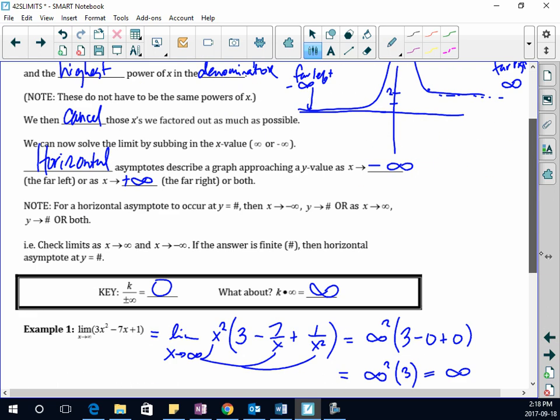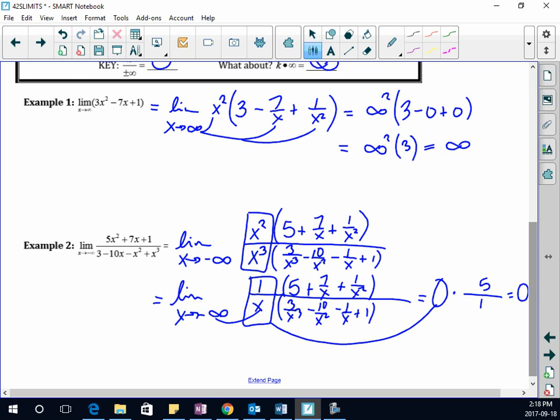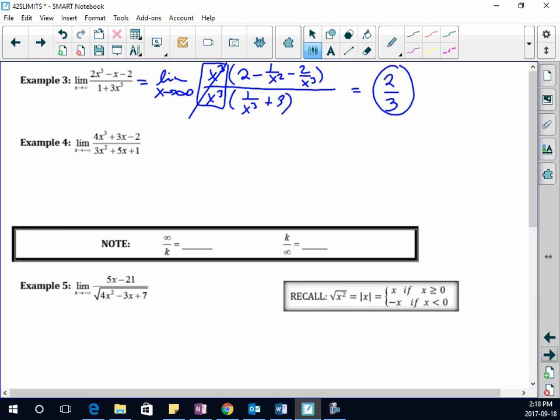If we go back to the last one, if the bottom was bigger degree than the top, then you knew the horizontal asymptote was at 0. It is the same thing. We're just doing it a different way to get the same answer. But that's why I'm saying, once you know that, you don't have to show all the steps.